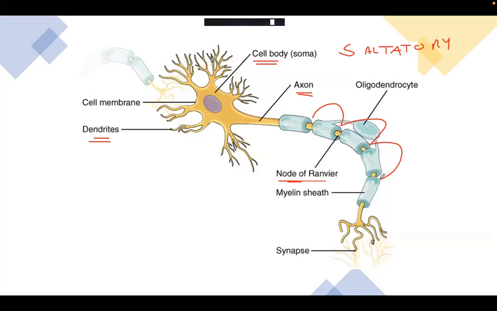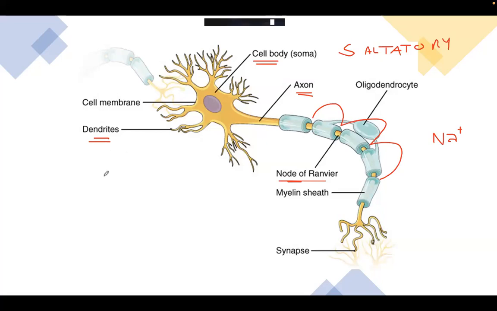And what is the explanation or the significance of the node of Ranvier? What ion is found in very high concentration at the nodes of Ranvier? In fact, the highest concentration of this ion is found at the nodes of Ranvier. And this will explain why conduction is fastest along the nodes of Ranvier. So it is the sodium channels. Very good. The highest concentration of sodium channels are found in the nodes of Ranvier.